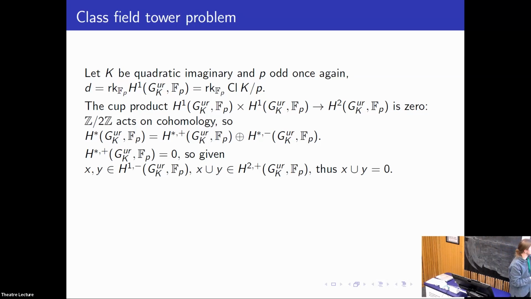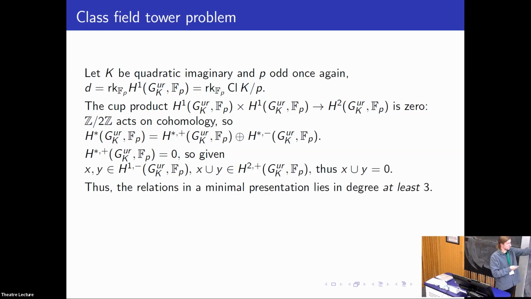So then take x and y in the minus eigenspace, and I cup them together. Then this will land in the plus eigenspace, but that's 0. So this means that the cup product is always 0. Of course, you need to show why the plus eigenspace is 0 in general, but it is. So we just learned that for p odd and quadratic imaginary, the cup product vanishes.